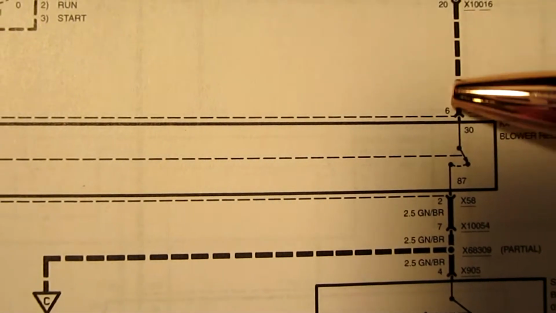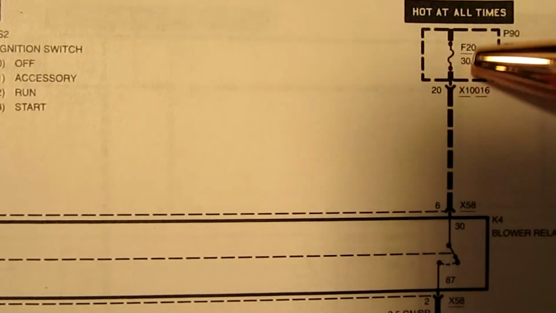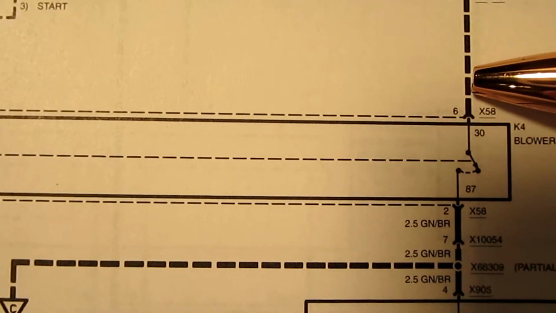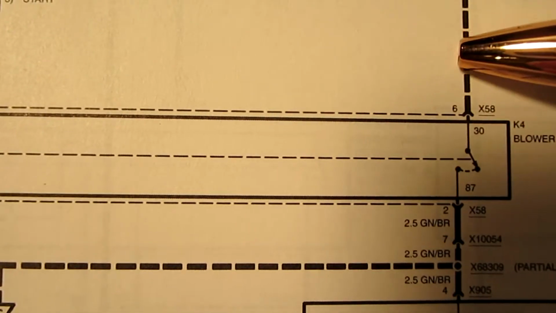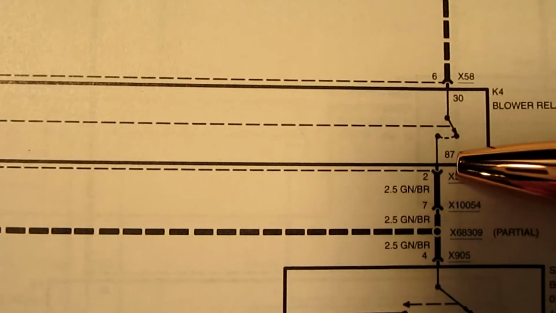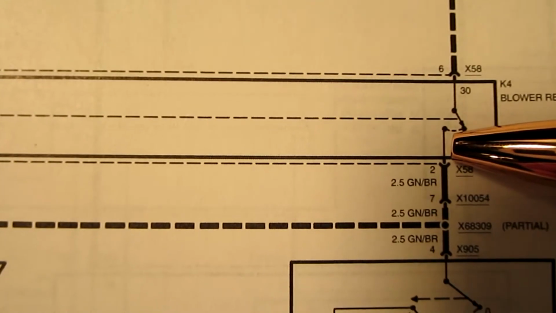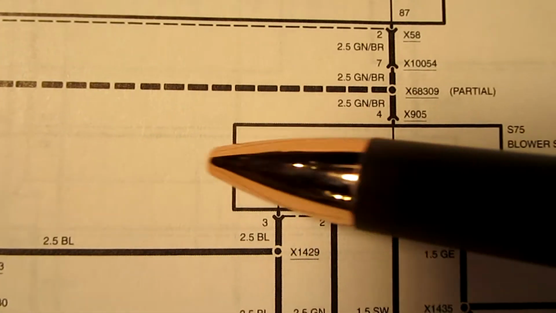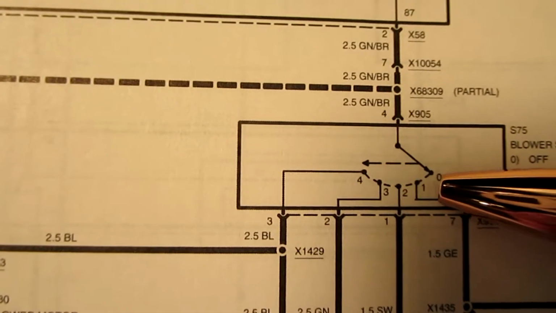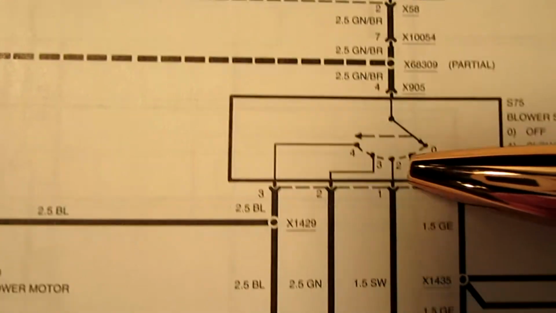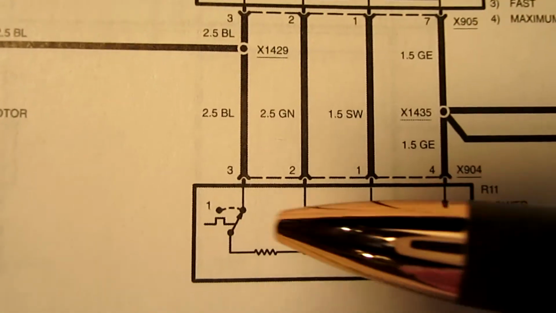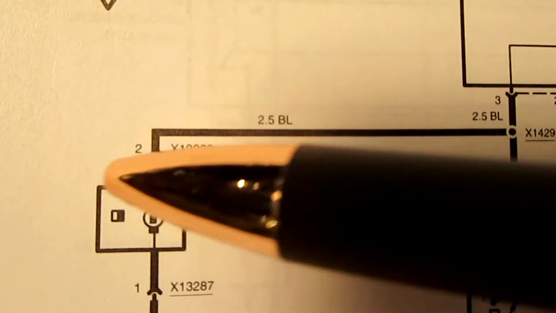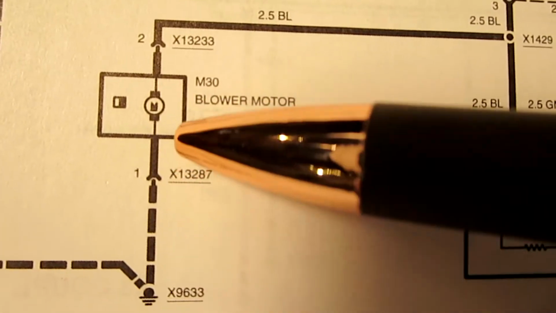Pin 30 is always hot, assuming this is a good fuse. So this will always be hot. The moment this closes, electricity flows from this hot line through pin 30 to pin 87. Pin 87 then feeds electricity to your switch. The switch then would, depending on the speed, feed electricity down one of these circuits with different resistors depending on the speed. Eventually the electricity goes through the motor into ground.